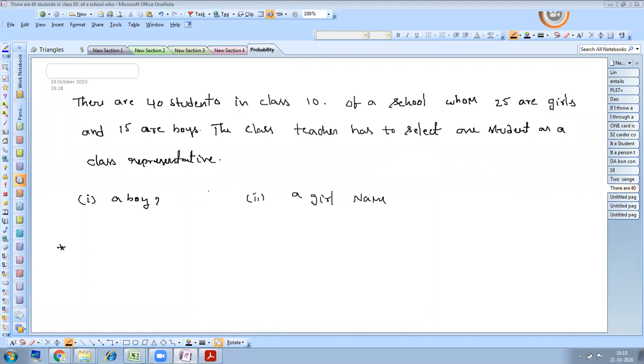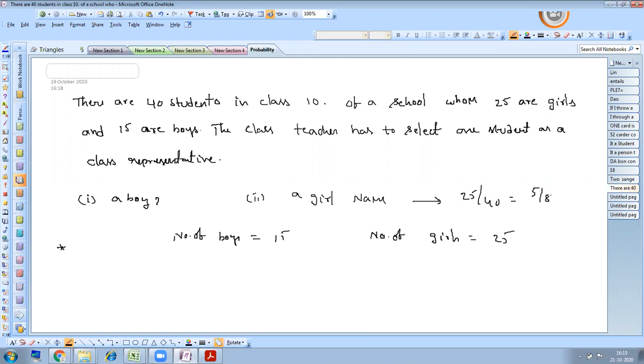How many boys are there? Number of boys, number of girls. If you find these, automatically the answer will come. Number of boys in the class is 15, number of girls is 25. So from here you can calculate the probability. The probability of a girl's name is 25 by 40, that is 5 by 8. So you can do 1 minus 5 by 8, or straight away you can write 15 by 40. Anything will give the same answer.